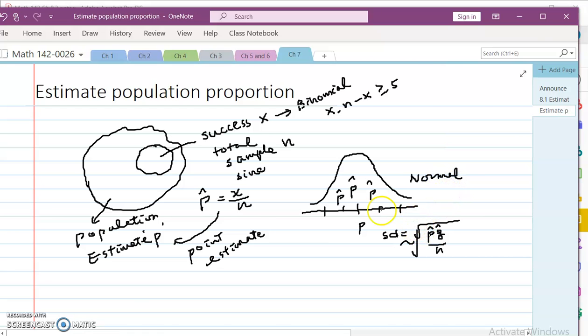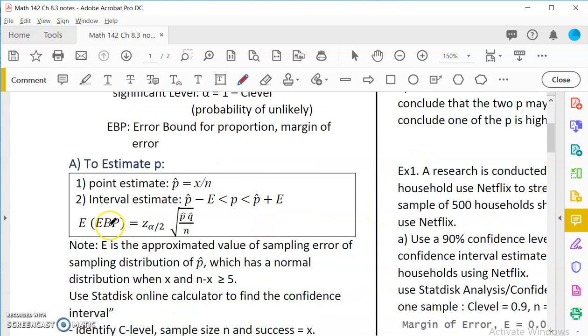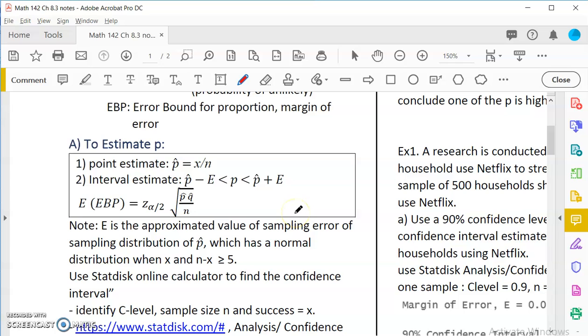Okay, so to find the margin of error, what we do is very similar to the margin of error for the mean. The error bound for proportion is z alpha over 2 times the square root of p hat q hat over n. And once you calculate the margin of error, then you can say the real proportion would be between p hat minus e and p hat plus e. Very similar to what you have for mean. And then the point estimate is x over n, where x is the number of successes of a binomial distribution.